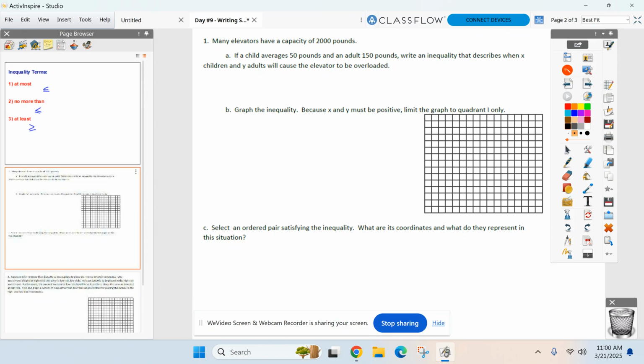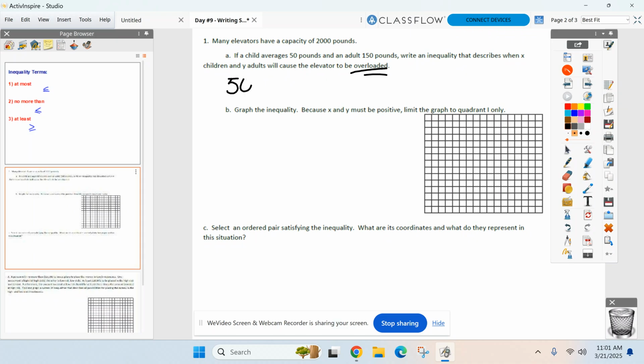A kid weighs about 50 pounds, an adult 150. We're going to write an inequality that will cause the elevator to overload. Do I give you variables or not? What did I give you for X? Children. What do you know about children? On average they weigh 50 pounds. So what should I do with the X and the 50?